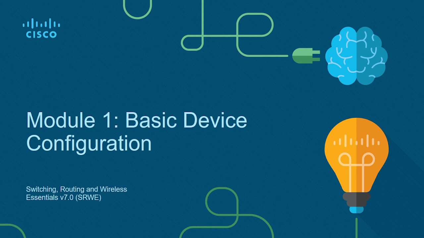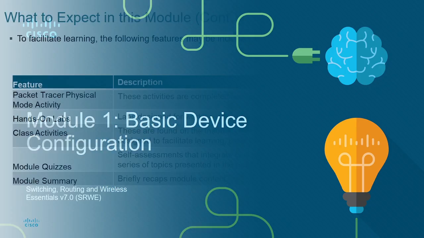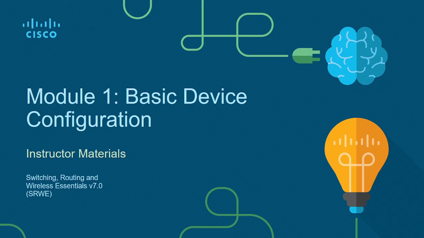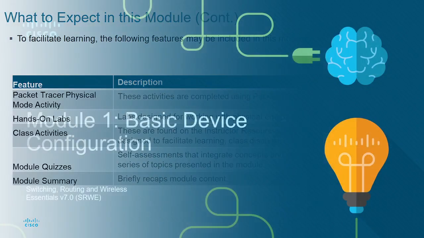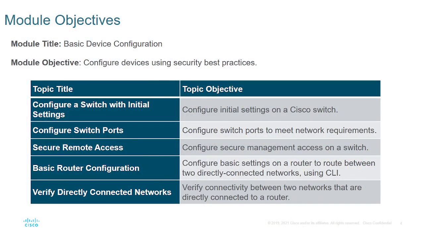So in this chapter, we're going to be introduced to basic device configuration, which is a build up on the previous Introduction to Networks course that we did. So the objectives in this chapter, first of all, of course, we'll have some Packet Tracer, and we'll be looking at the initial configuration settings of a switch, how to configure switch ports, securing remote access, basic router configuration, and how you verify the directly connected networks that are linked to your devices.